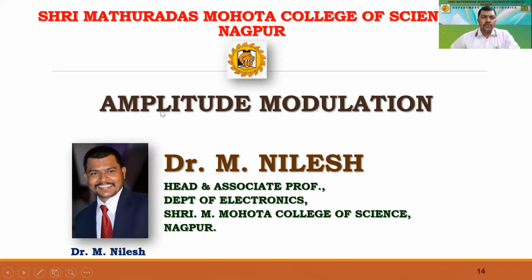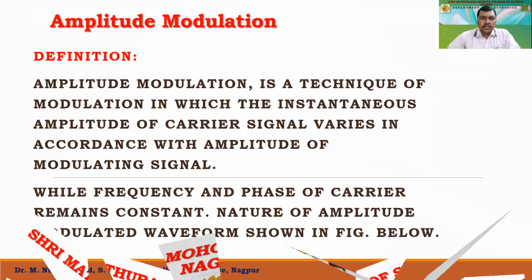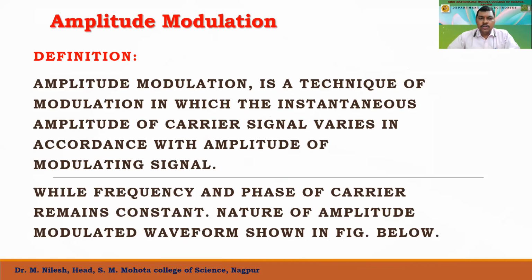And today we are going to continue with this amplitude modulation. So we need to learn some equation portion of this. The definition was: amplitude modulation is a technique of modulation in which the instantaneous amplitude of the carrier wave, remember this, varies in accordance with the amplitude of the modulating signal, while frequency and phase of the carrier remain constant.